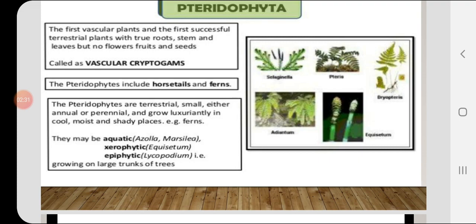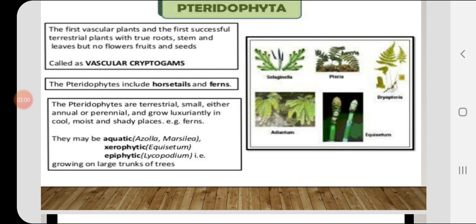Whereas in our last lecture we studied that bryophytes showed root-like, stem-like and leaf-like structures. But here pteridophytes show the actual roots, stem and leaves. But still they do not show flowers, fruits and seeds. They are known as vascular cryptogams. The pteridophytes include horsetails and ferns. We will see the examples in detail now.